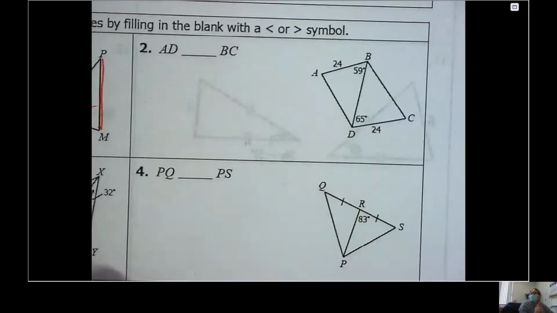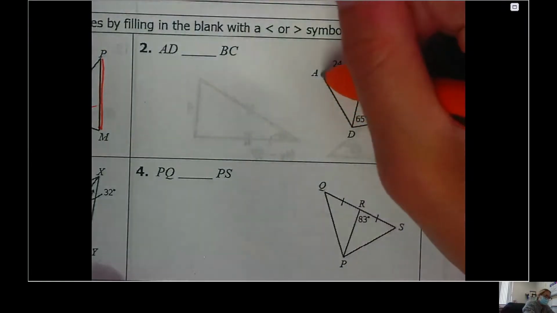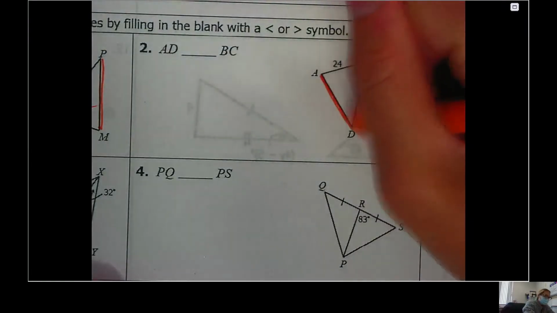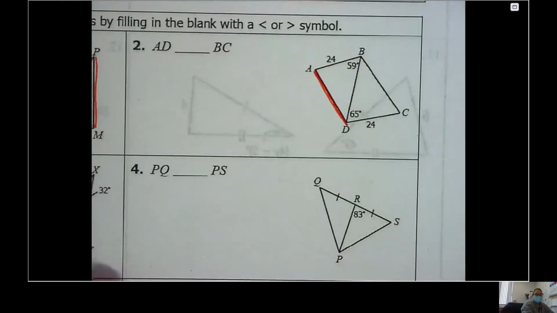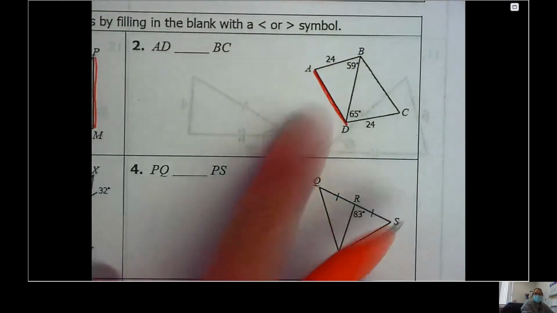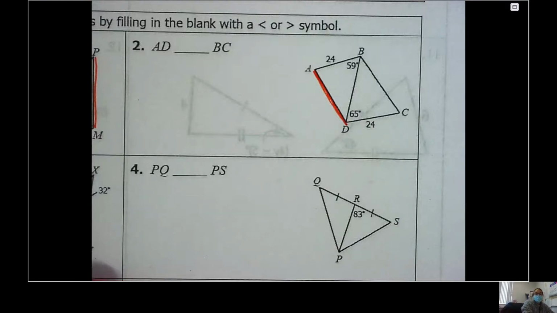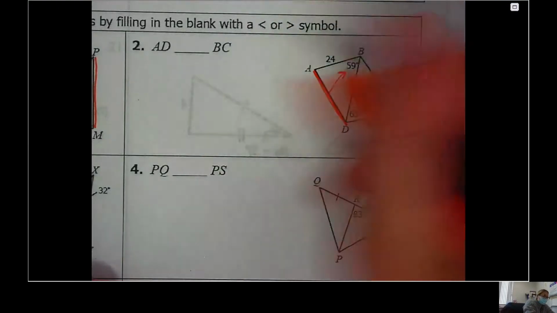AD and BC. The only thing you have to be careful of is making sure you look at the right angle. Here's AD right here. And I always like to highlight as I go through so I know I'm looking at the right thing. Okay, here's AD. Which angle is across from it? 59. Good. So again, I'm going to put the 59 right underneath because I don't want to mess up.